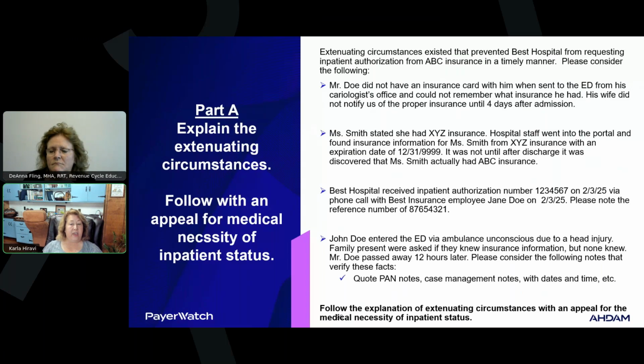John Doe entered the ED via ambulance unconscious due to a head injury. Family didn't know the insurance. Unfortunately, he passed away. Please consider the following notes that verify those facts. It was out of the hospital's realm. They couldn't have done anything about that. So look at all those things: the PAN notes, the case management notes, the dates and the times. That's what you want to use, and then an appeal for medical necessity following. Next slide.